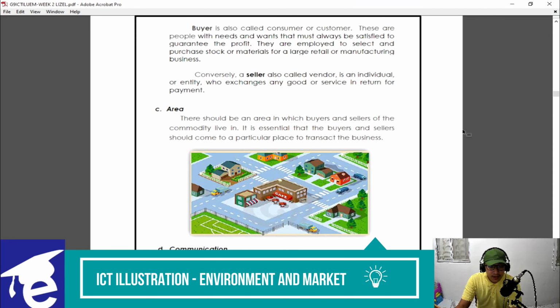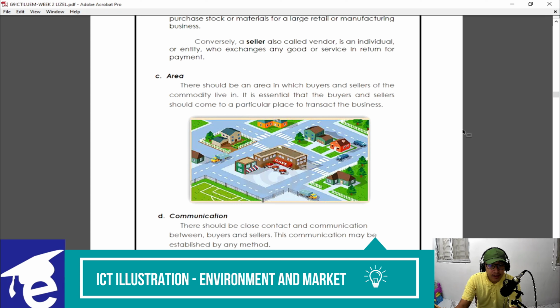So next, letter C is area. Area is a place, in which it's a kind of location that you are destined to sell something for the sellers. So you are not going to sell products that are not needed in certain places. That's one principle that applies to all. In the basic principle of a marketplace, they strategically look for a place to engage in business.